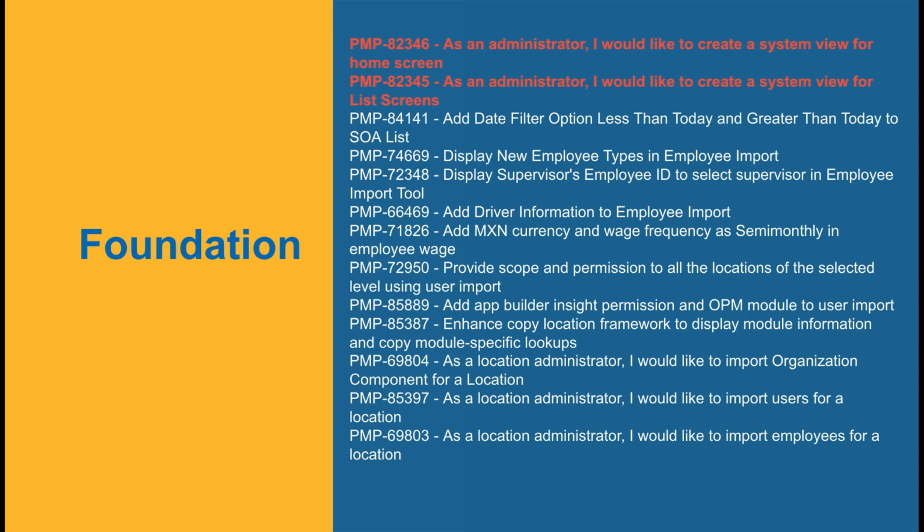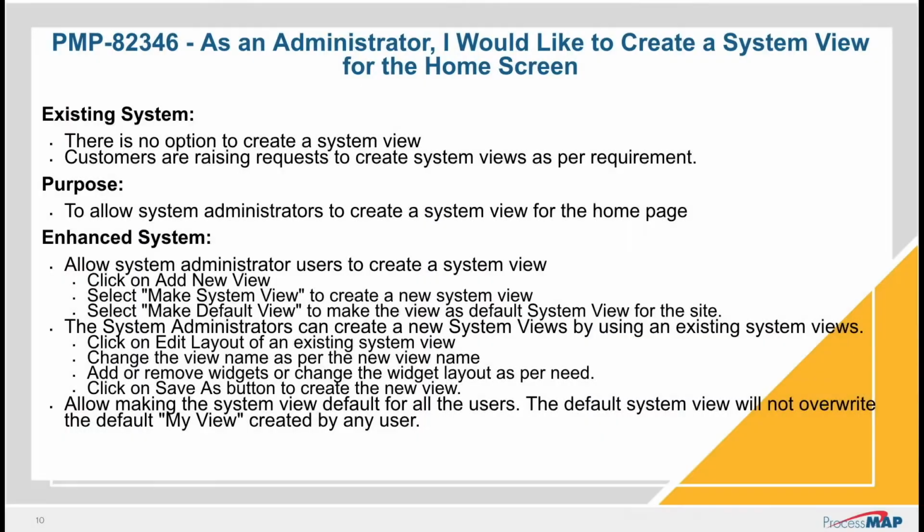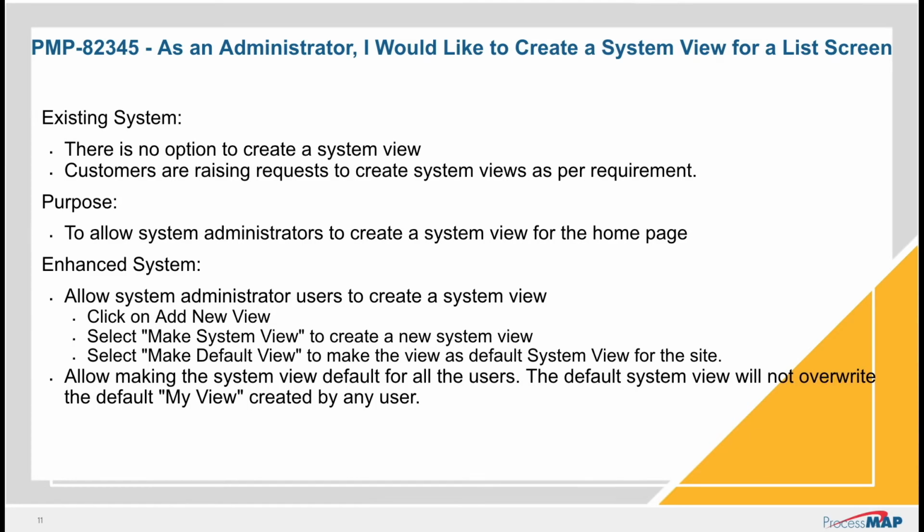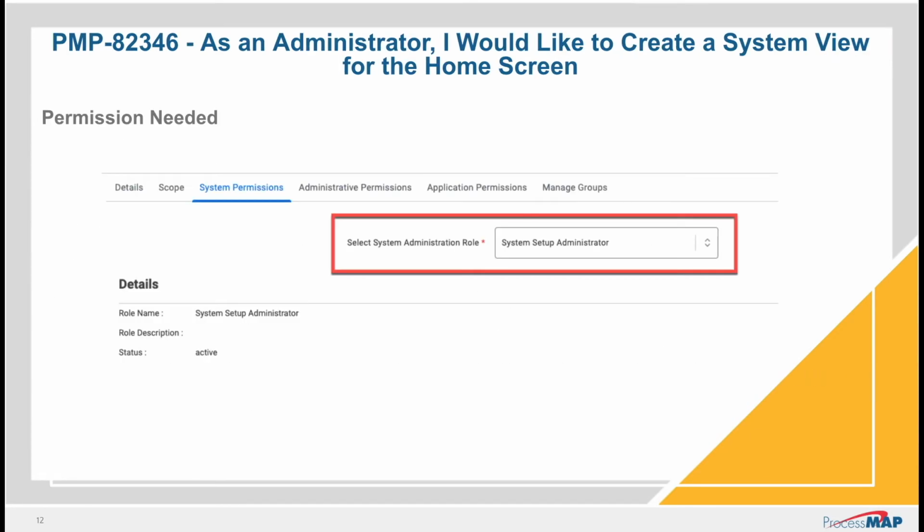So to start off, we're going to talk about creating system views for the home screen as well as system views for the list screens. Currently, we don't have an option for a system admin to create a system view. If you needed a system view created, you had to open up a support ticket and have our technical team do it for you. Now you'll be able to do it by yourself. So that works for both the home screen as well as for list screens.